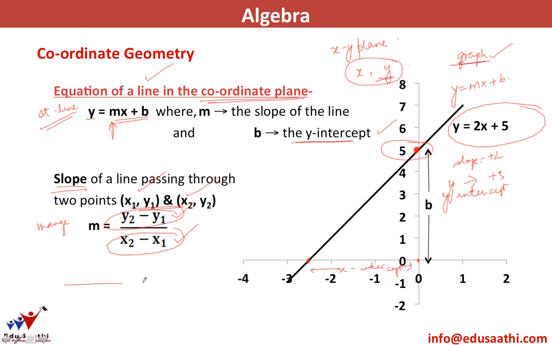A horizontal line has a slope of 0 because there is no difference in the y coordinates when you are moving from x1 to x2. And for a vertical line, the slope is not defined because at the same given point, there can be multiple values of y that you can take.